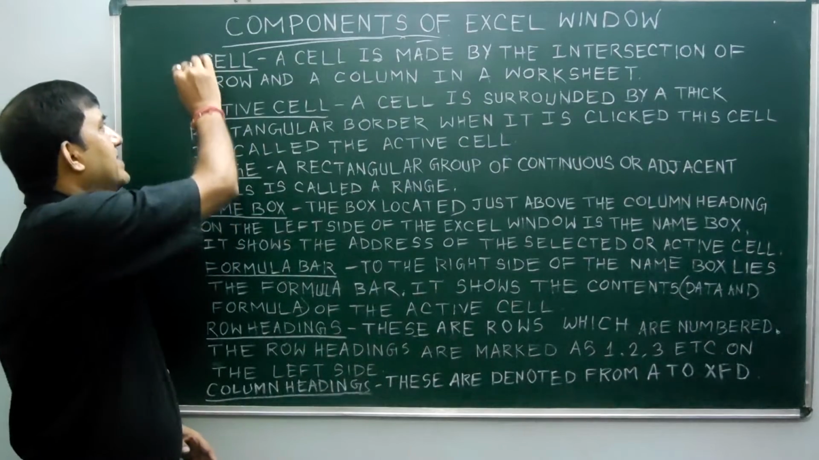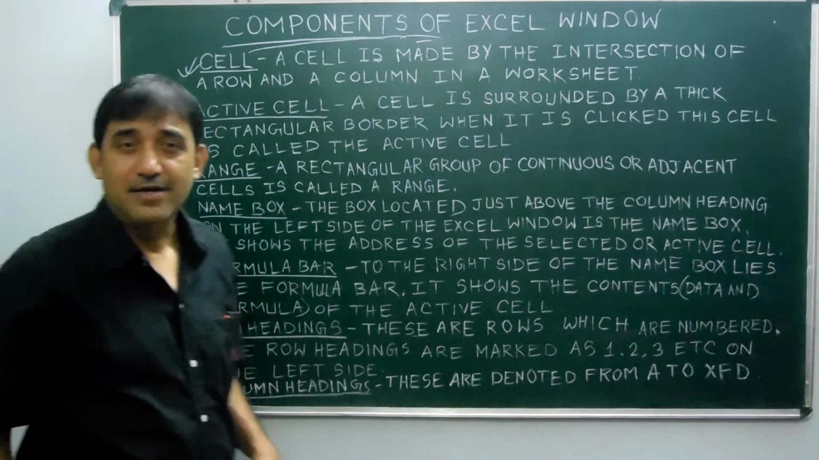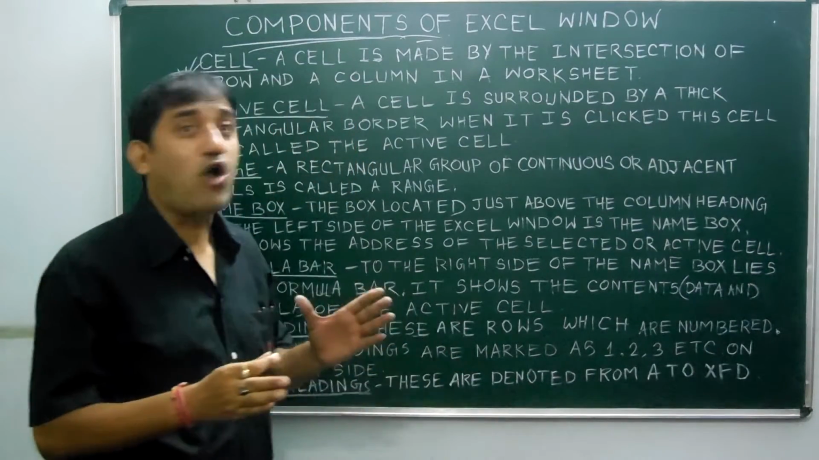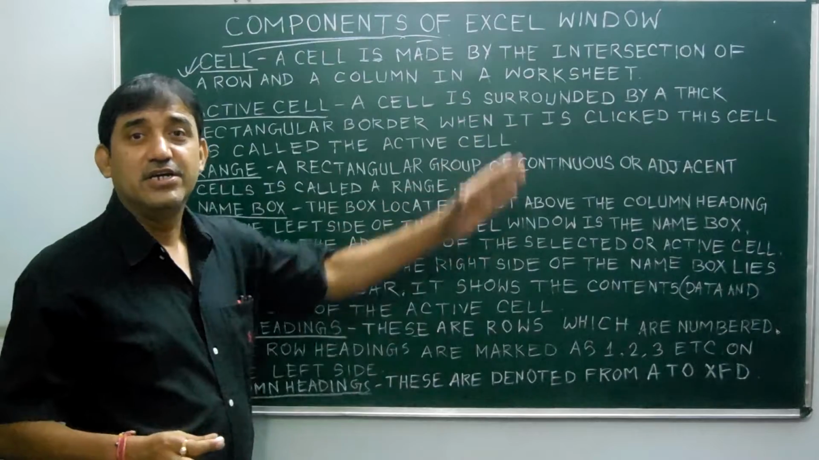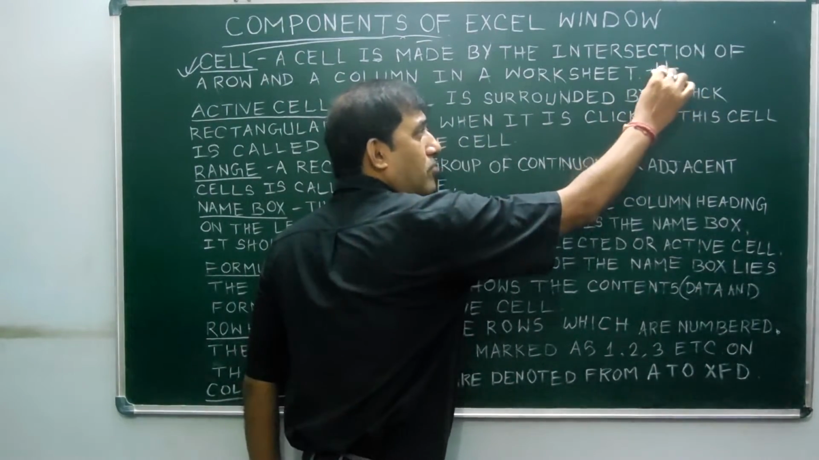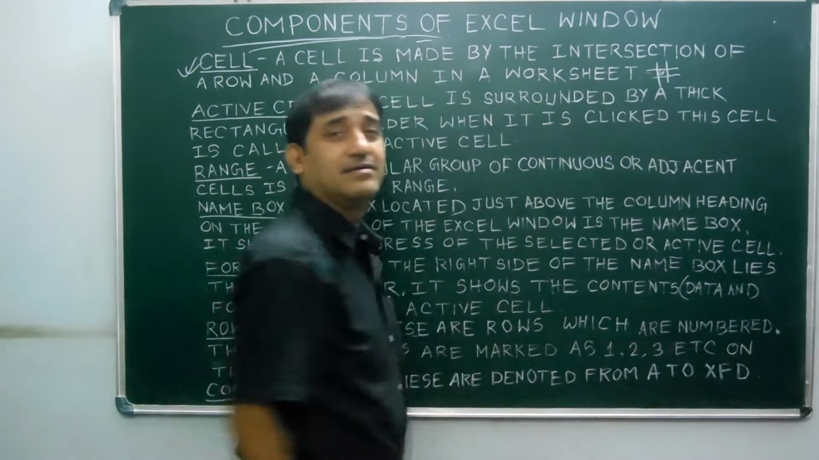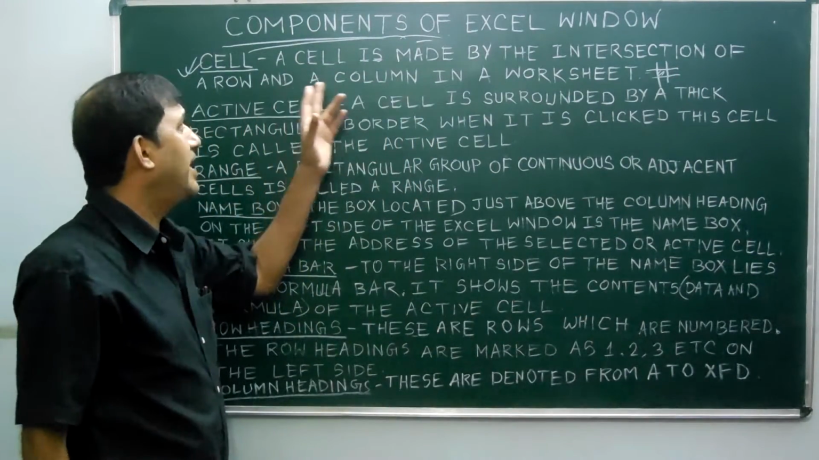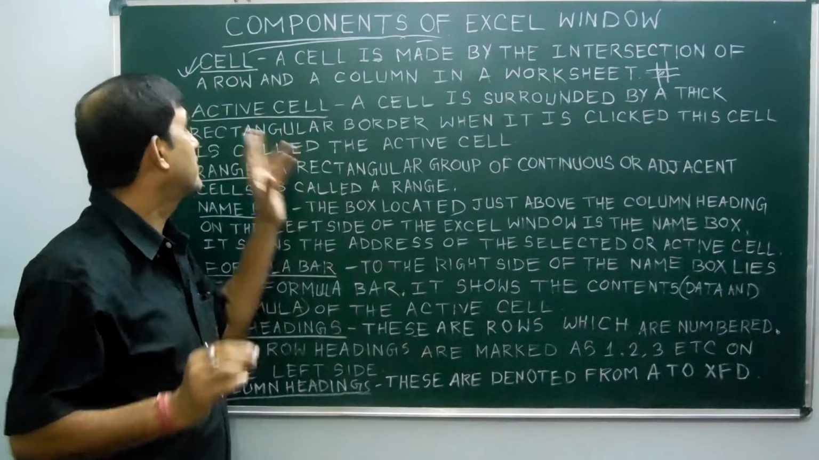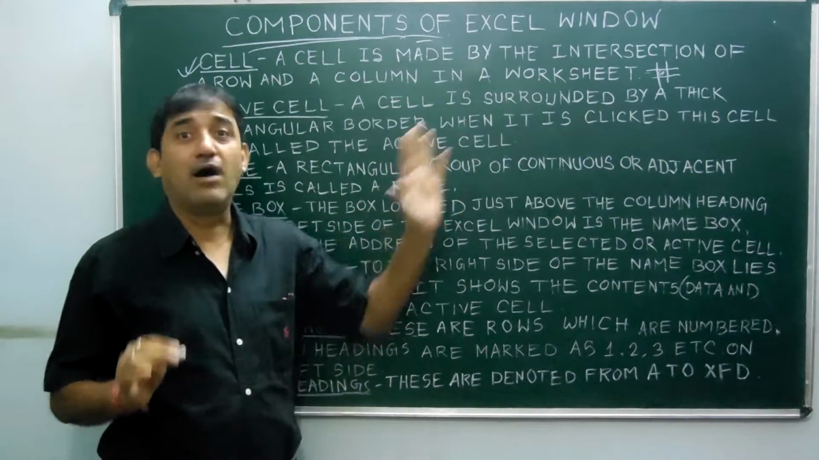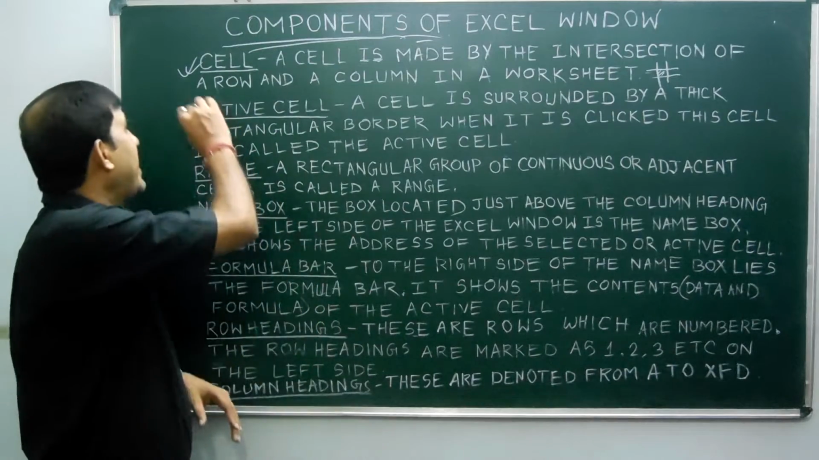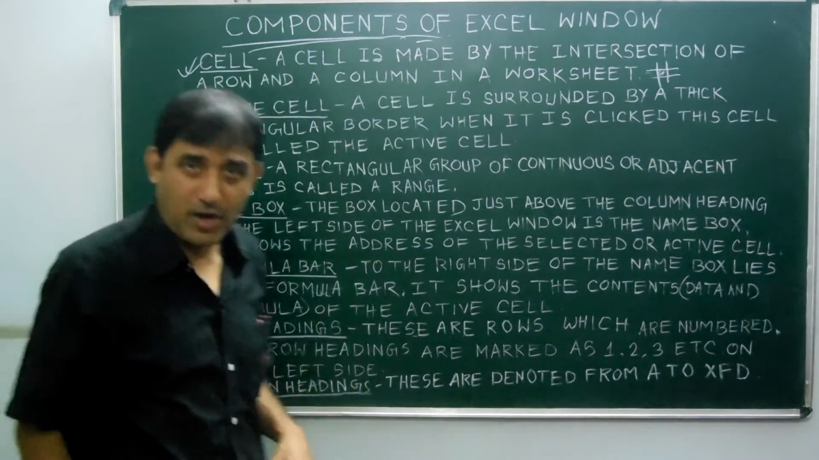Number one, you find the cell, which is very important because a cell is the intersection of a row and a column. When you talk of a cell, it is the intersection of a column and a row. A cell is made by the crisscross of a row and a column in our worksheet. Inside the worksheet there are many cells. So the cell component you understand.